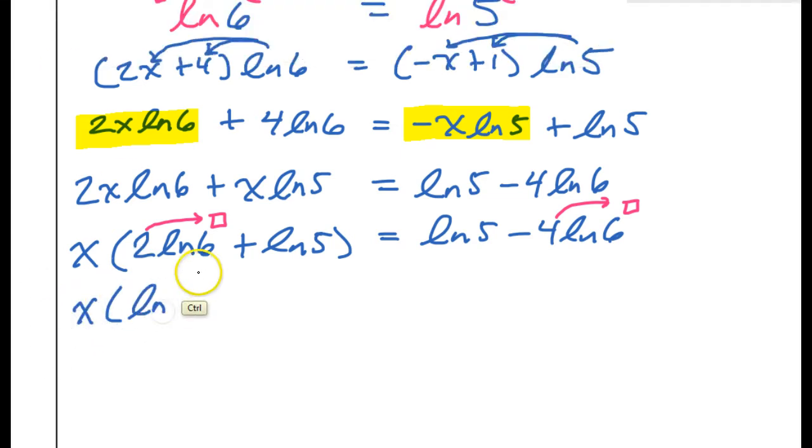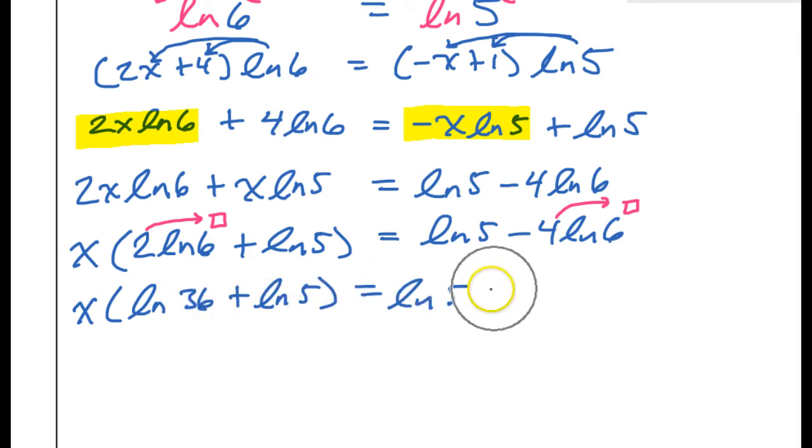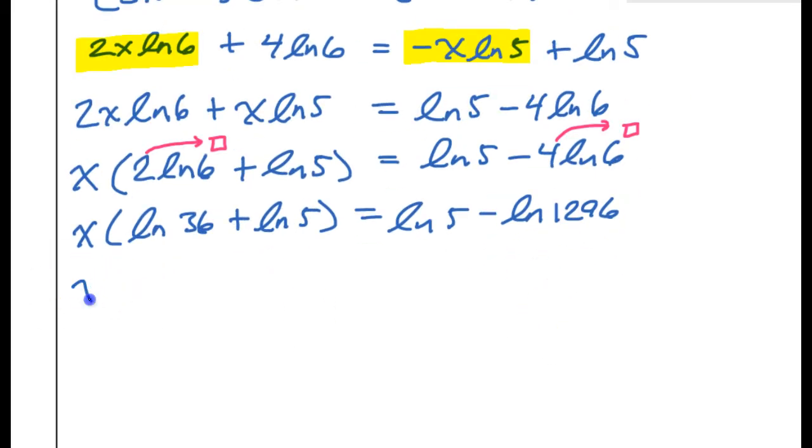Okay, so that's going to give me x times the natural log of 36 plus natural log 5 is equal to natural log 5 minus natural log, what is 6 to the 4th power? 1296. Okay, so using the product rule, I can combine these into a single log by doing 36 times 5. What's that? 180. Okay, and now this will be a nice big number.